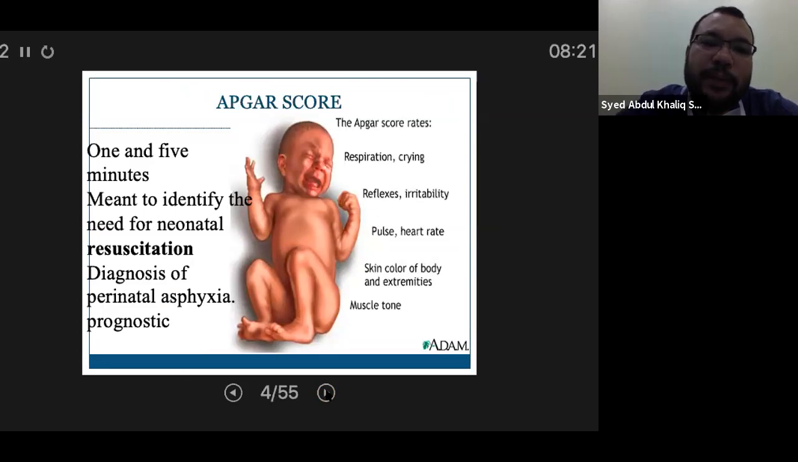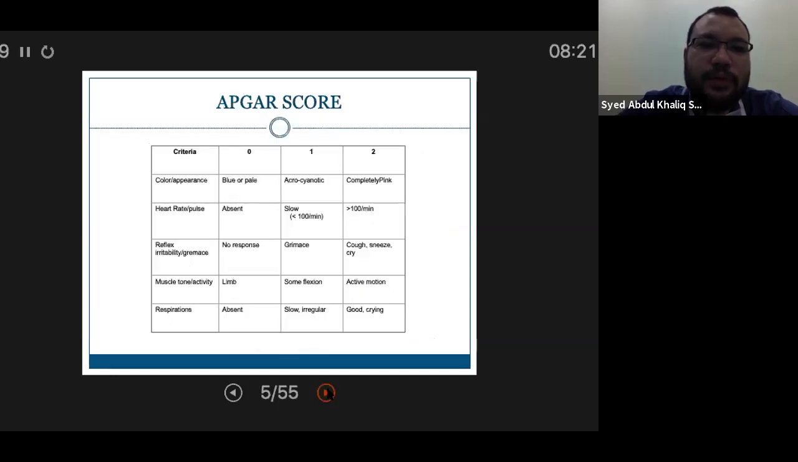And you look at the parameters in the score. Right, so these are the Apgar score. You rate 0, 1, and 2. You look at the color, you look at the heart rate, reflexes or grimace, and then muscle tone and activity of the child, and also respiration. And then you score 0 to 2, so the maximum is 10 lah.